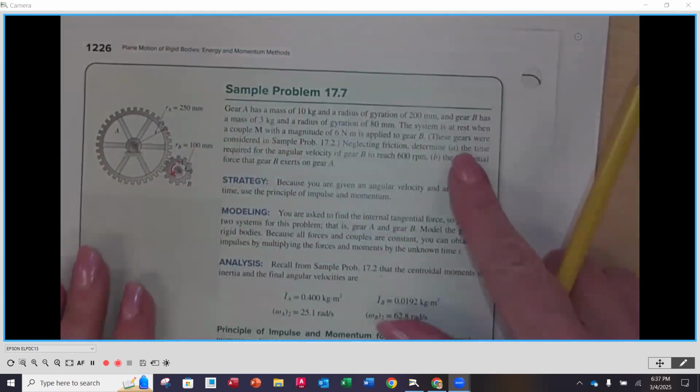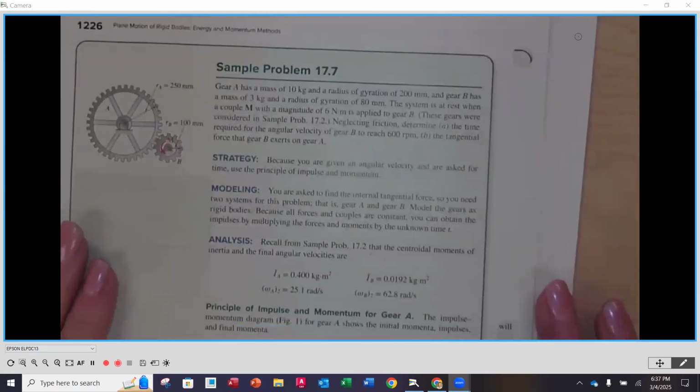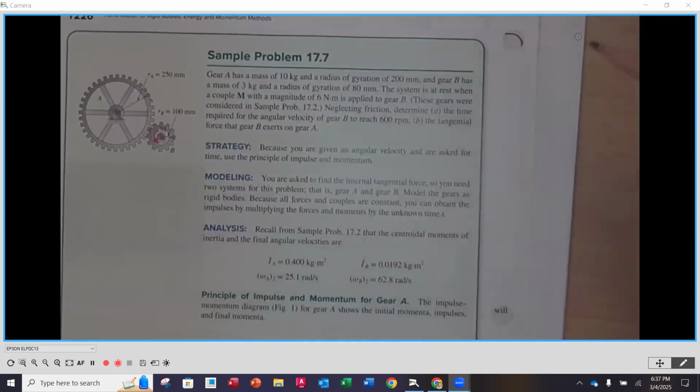So let's read the problem statement, and what we'll be able to do is relate back to what we had done in sample problem 17.2 and maybe even use some of that information. We will recalculate it, but I want to just let you know that if you wanted to look back there, if this looked familiar, there are items that are going to be similar.